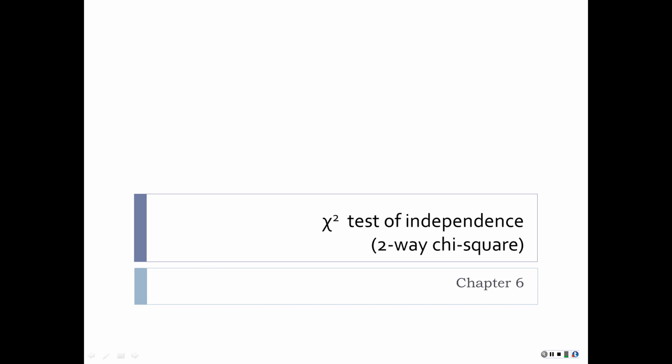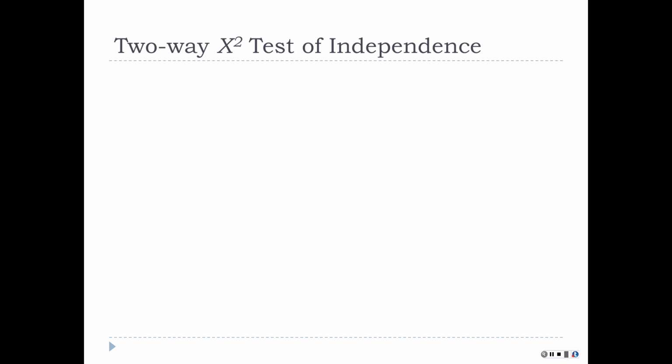The last of the Chapter 6 videos: chi-square test of independence, sometimes known as the two-way chi-square. I'm just going to flip-flop back and forth between those terms. You know what the one-way chi-square is now, so let's talk about the two-way. The two-way chi-square involves two variables, shocker, instead of just one. And each variable has categories, so this is a test of association between two categorical variables.